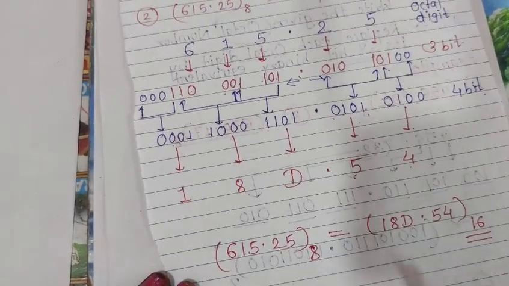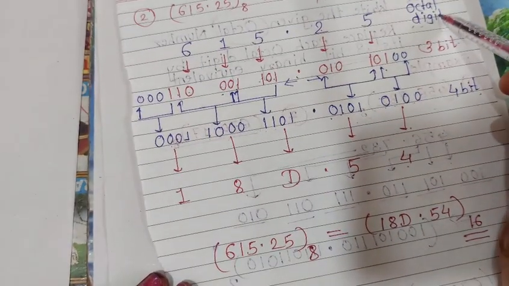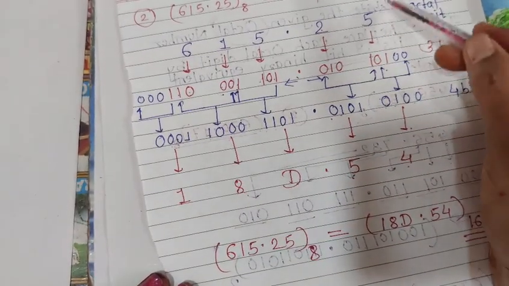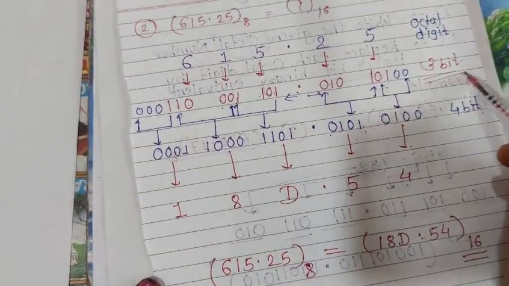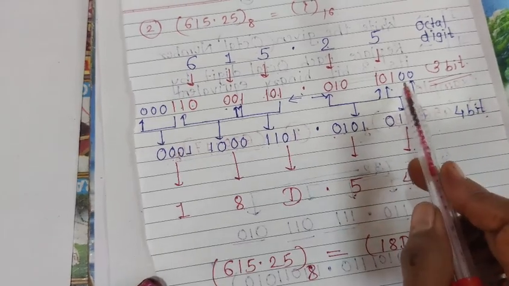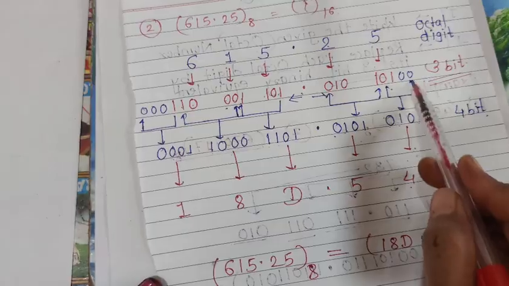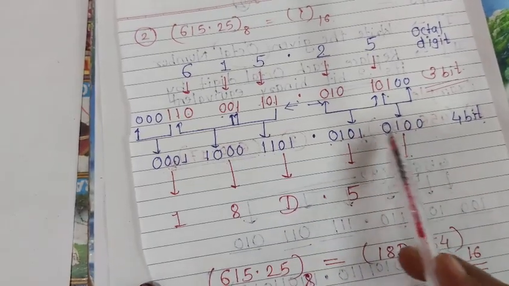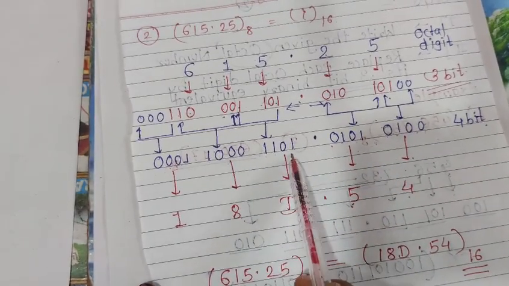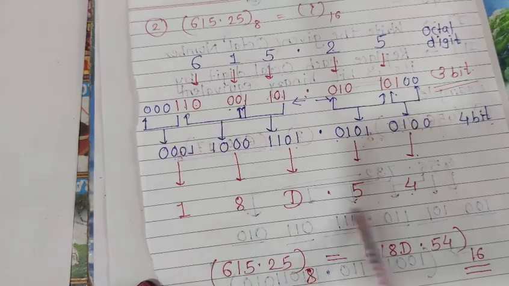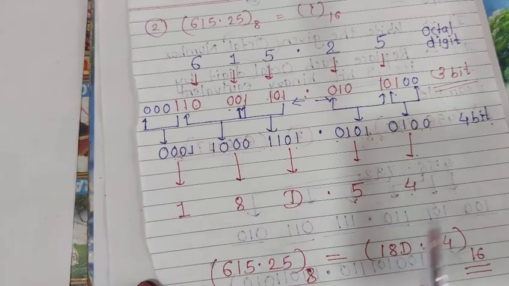It's a very simple conversion. First write down the octal digits as they are, then replace each and every digit with its 3-bit binary, then group this binary into 4-bit groups, and then write down each 4-bit group as its equivalent hexadecimal digit.